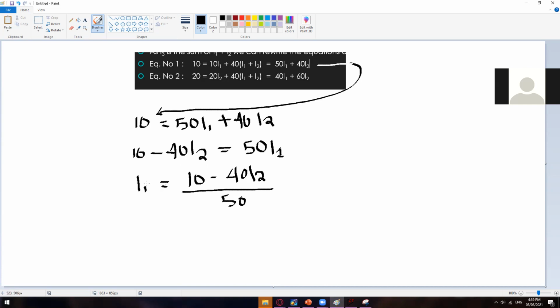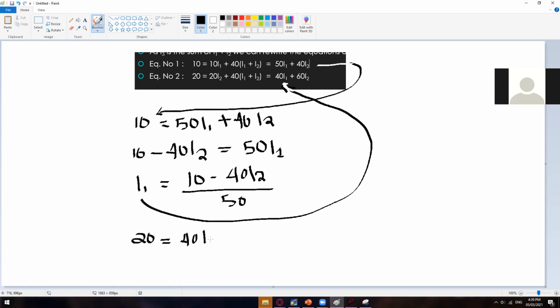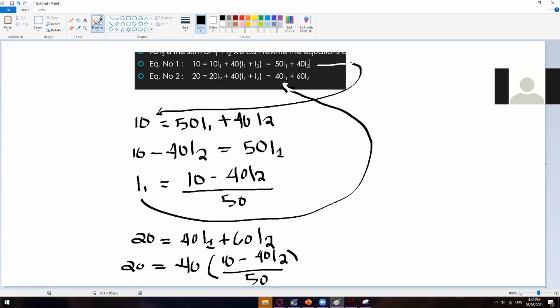Okay. So in here, we now have the formula of I sub 1, wherein you can use this formula to substitute on your equation number 2. Okay. So your equation number 2 is 20 is equal to 40 I sub 1 plus 60 I sub 2. So in here, we can substitute this I sub 1 to this I sub 1 right here to have one unknown only, which is the I sub 2. So 20 is equal to 40 times 10 minus 40 I sub 2 divided by 50.